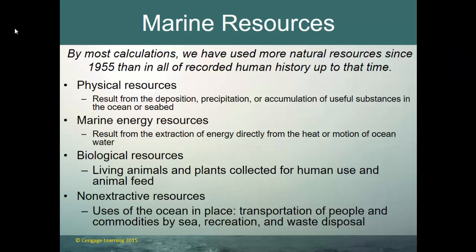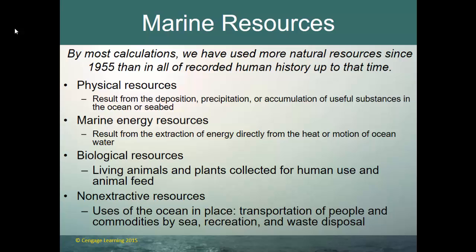So we will start with the changes that have gone on the globe, and the primary change has been humans' expansion and our consumption of resources. And a primary factor of this chapter is the fact that we have used more natural resources since just 1955 than all of recorded human history up to that time. So what types of resources are we talking about from the ocean?